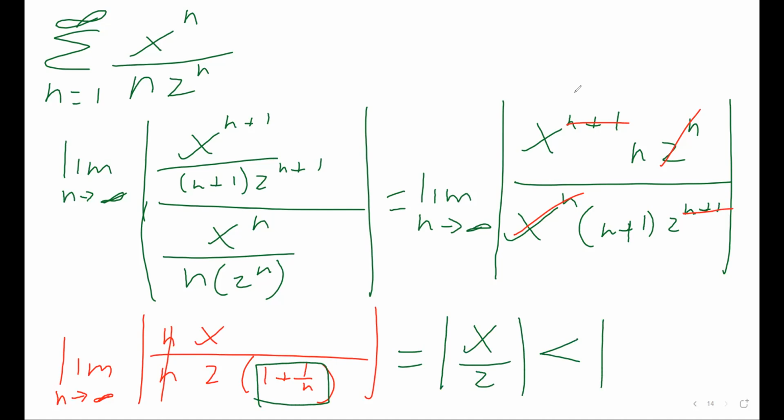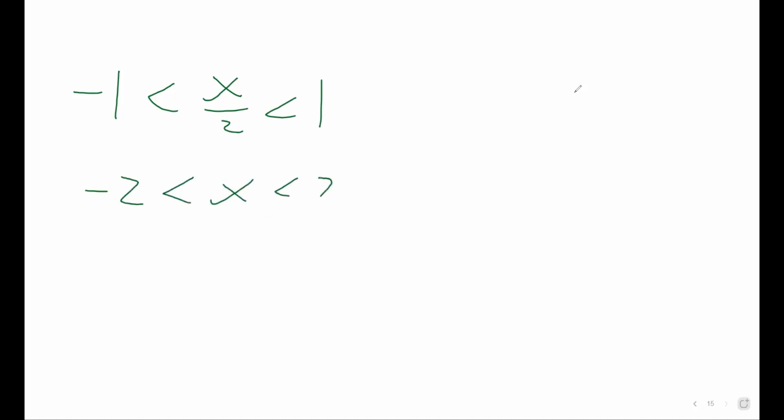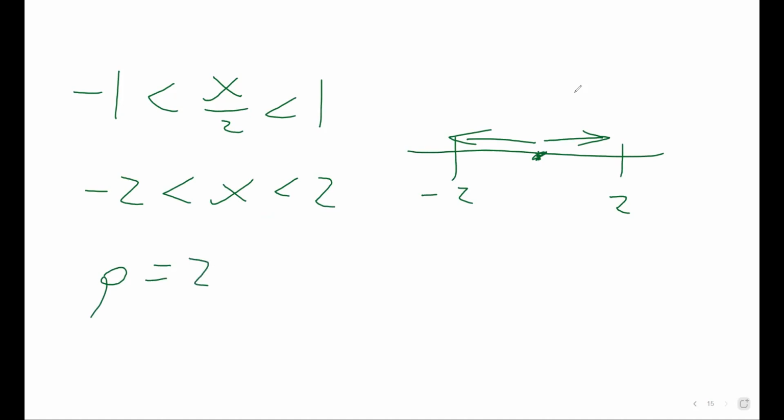So we know that our x over 2 has to be between -1 and 1. So let's multiply by 2. So we have an overall big jump from -2 up to 2. Now the radius is from some middle point, how far do we travel in each direction? So in this situation, our rho is equal to 2. There's our radius of convergence.